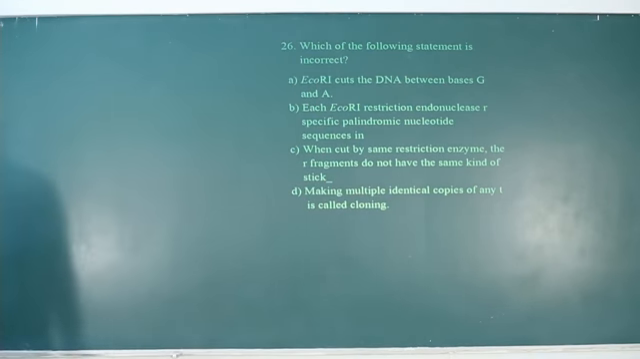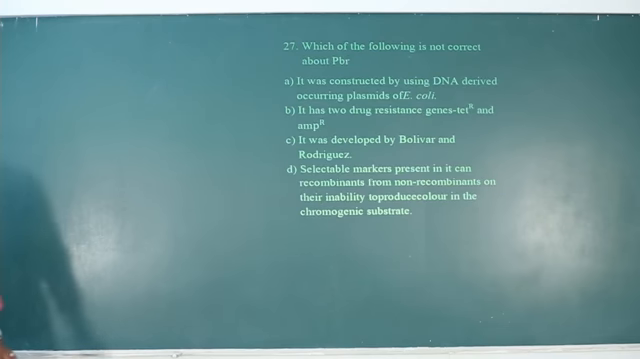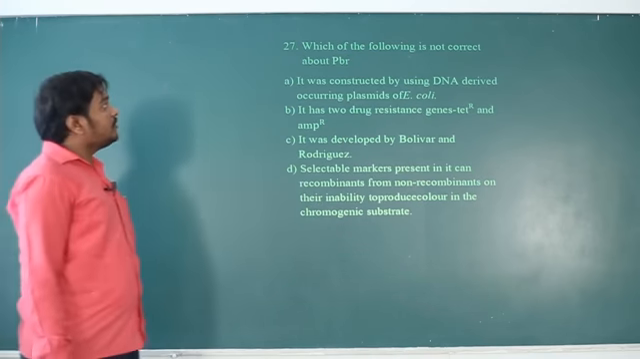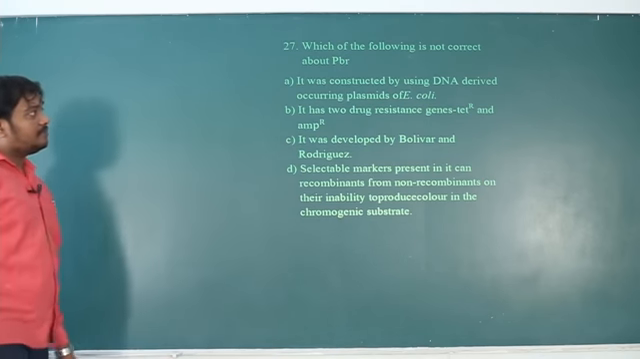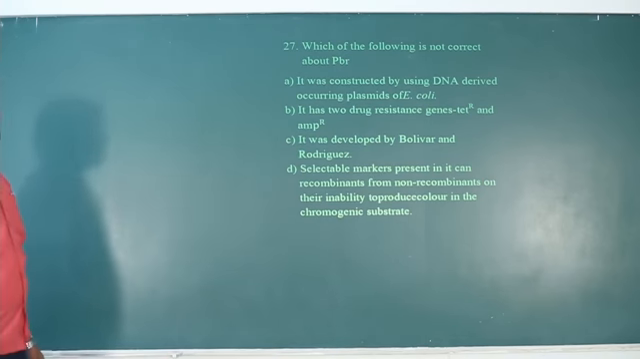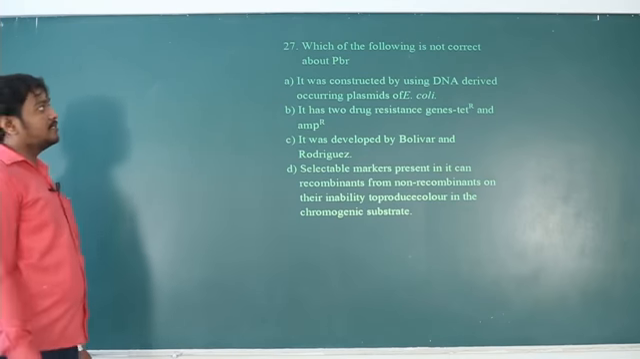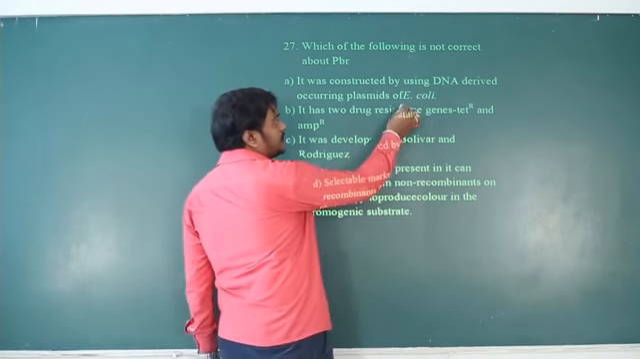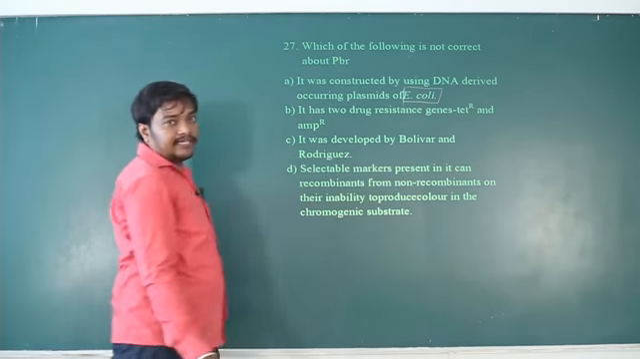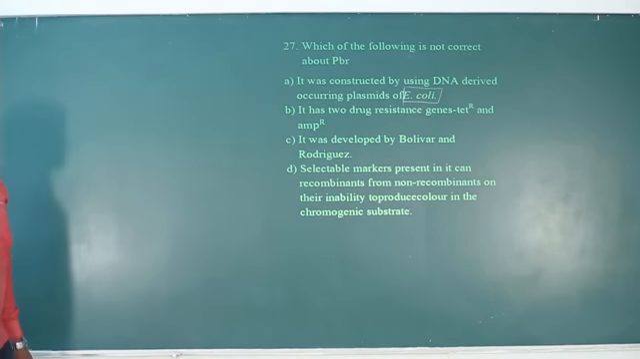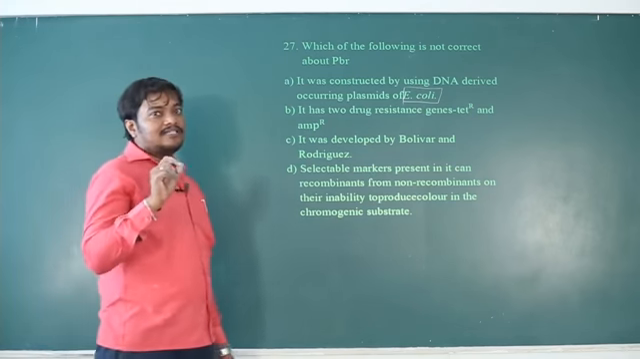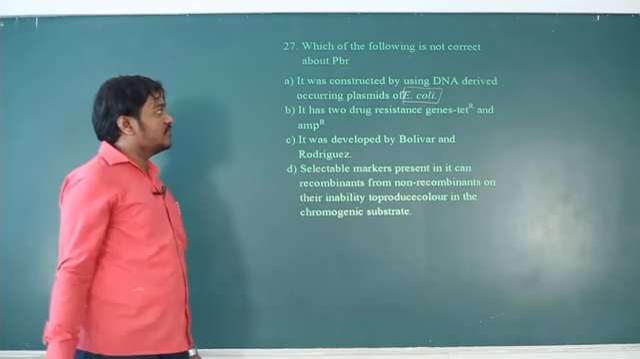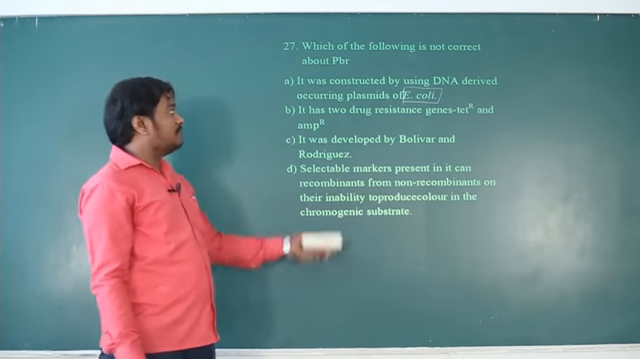Okay, next, move on to the next question. Which of the following is not correct about pBR322? It was constructed by using DNA derived from naturally occurring plasmids of E. coli. Okay, so pBR322 was constructed by Bolivar and Rodriguez. They isolated one plasmid from E. coli bacteria, and different restriction sites and specific selectable markers, the ampicillin and tetracycline resistance genes, were introduced into that E. coli plasmid. So the name is pBR322.